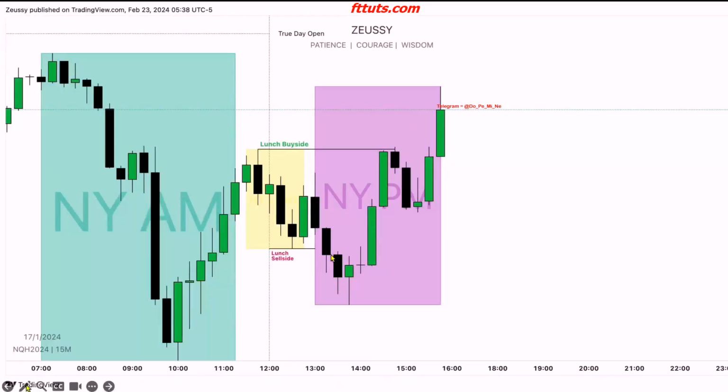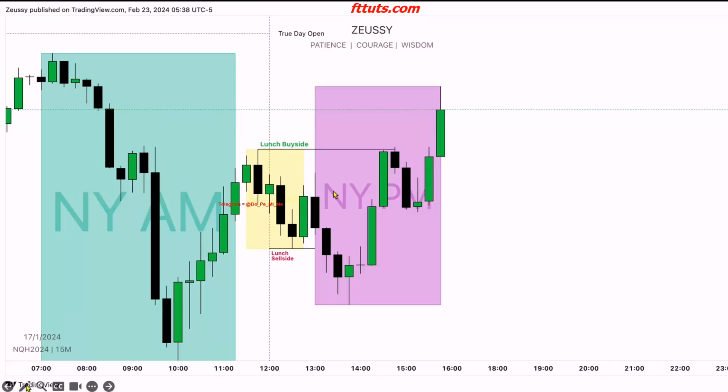Here we can take a look at the second example of the PM session. As you can see, lunch buy side liquidity got engineered above this high and sell side liquidity got engineered below this low. At 1 p.m., which is the opening of the 90 minute manipulation cycle of the PM session, the market opens up and it expands lower. What's the function of this expansion leg lower?